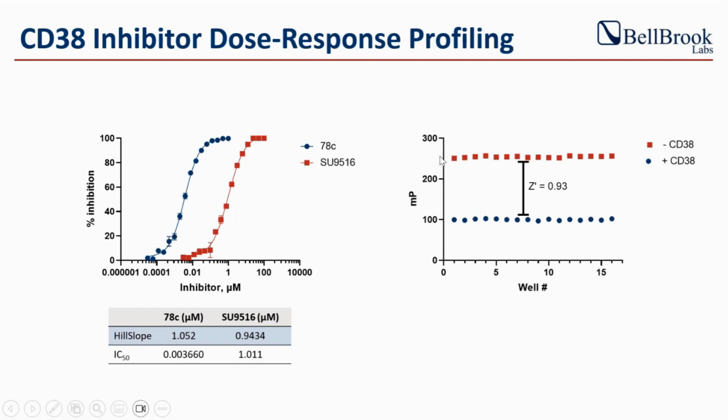So the Z-prime for the screening is 0.93, calculated from the no enzyme control to the complete reaction, no inhibition control here. And this is very excellent data quality for a high throughput screening assay.